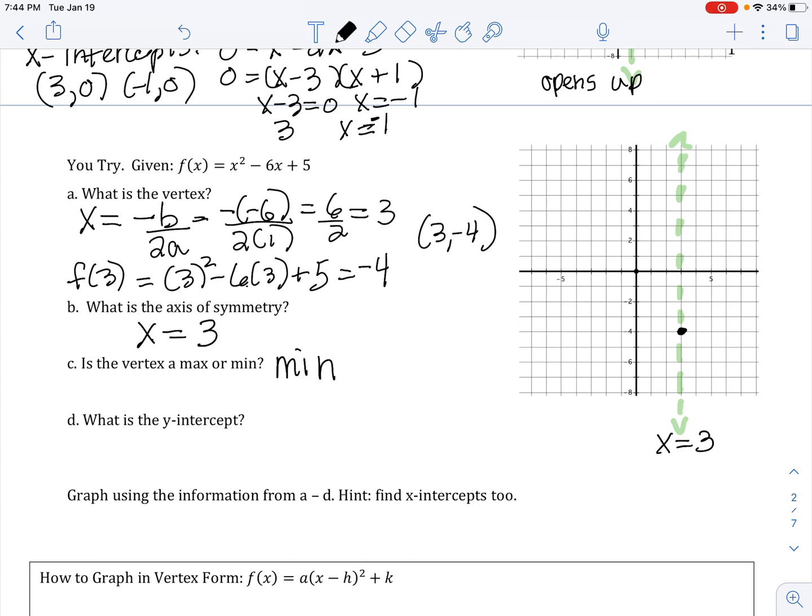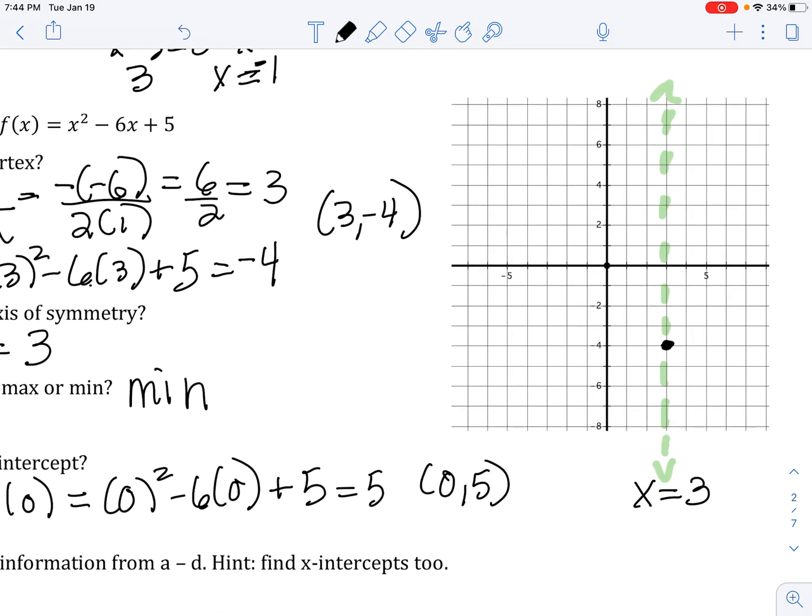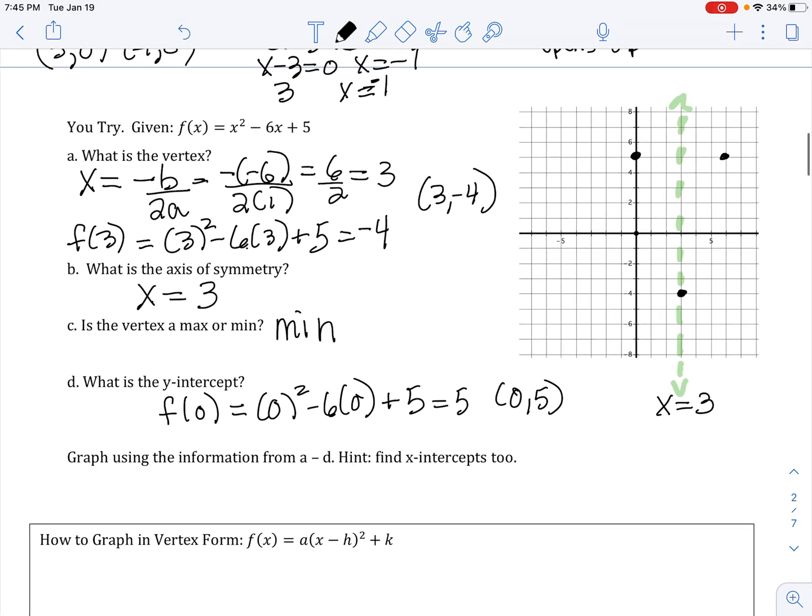What is the y-intercept? All right, so to determine the y-intercept, we're plugging in 0 for x. So f of 0 equals 0 squared minus 6 times 0 plus 5. And so that gives me a value of 5. So (0, 5) is my y-intercept. So 0, 1, 2, 3, 4, 5. And then again, let's think about symmetry. So that y-intercept is 3 units from the axis. 1, 2, 3 units gives me another point.